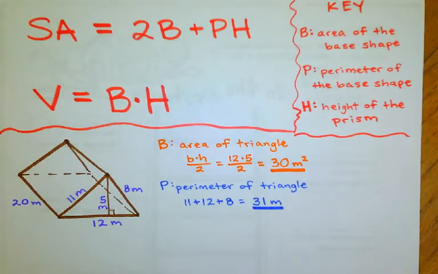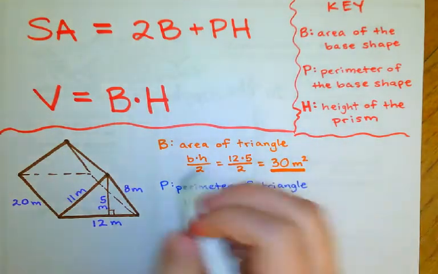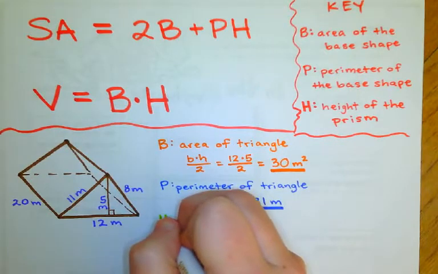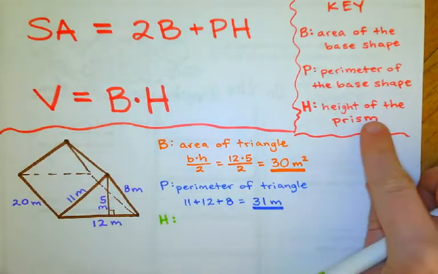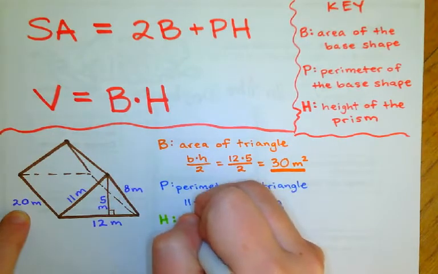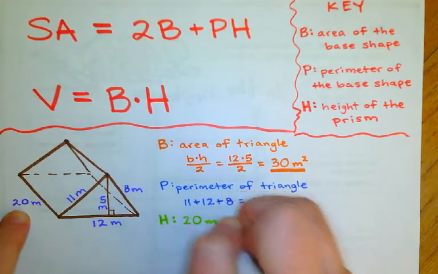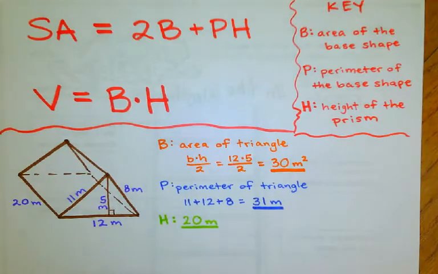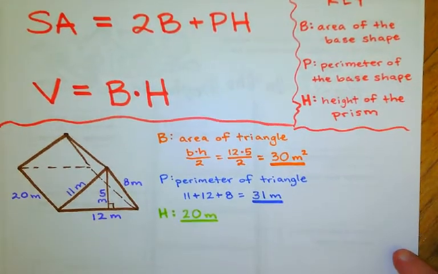Alright, and then our last capital H, this is the height or the depth of your prism. So how deep or what's the height of our prism here? Since we're looking at the prism, the whole thing, this is where we're looking at the 20 meters. Alright, so now we can take these numbers and just plug them straight into our formula.